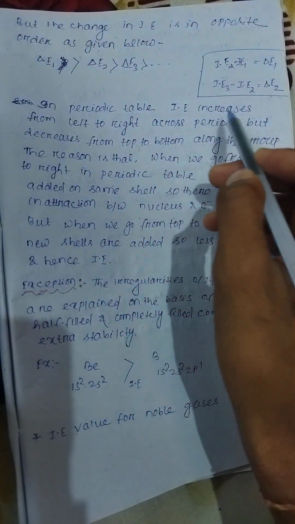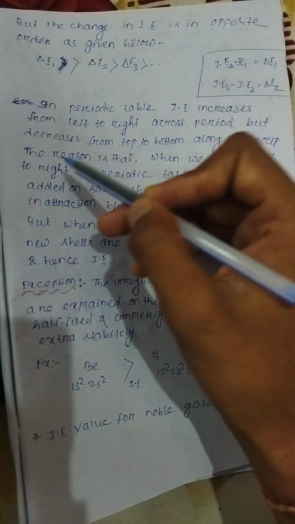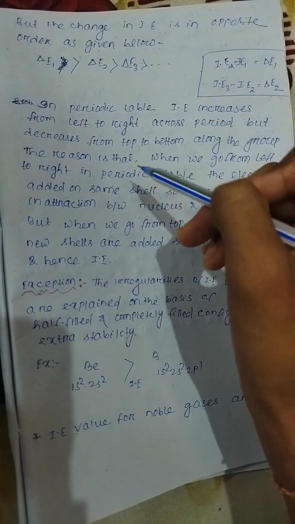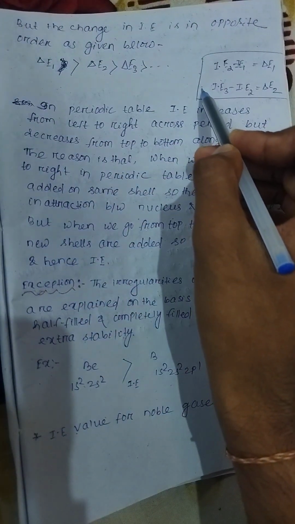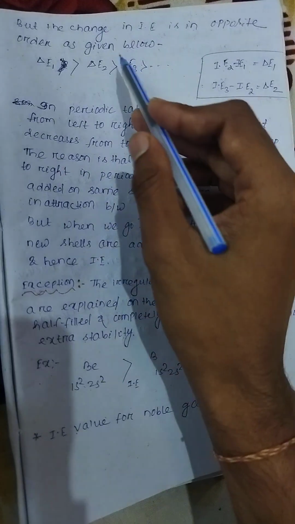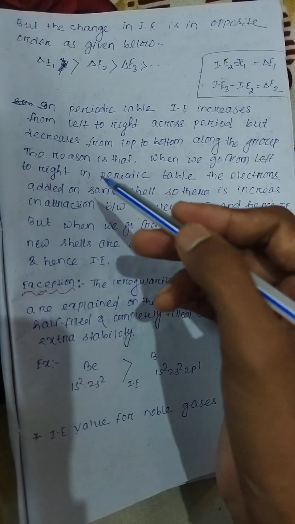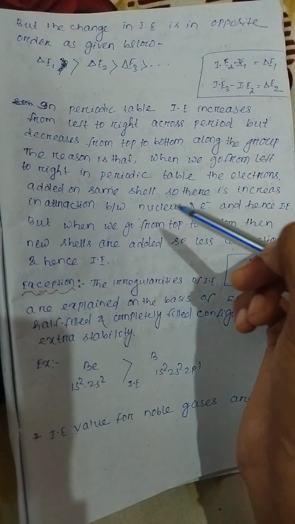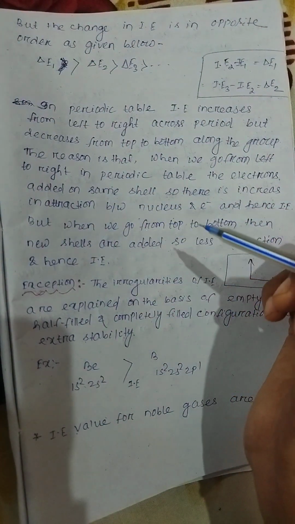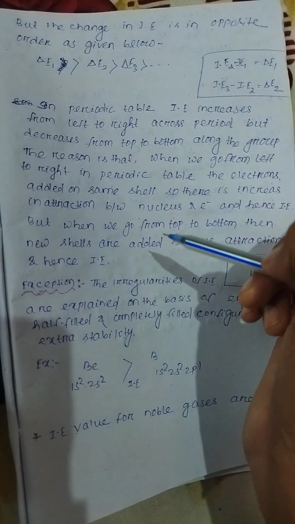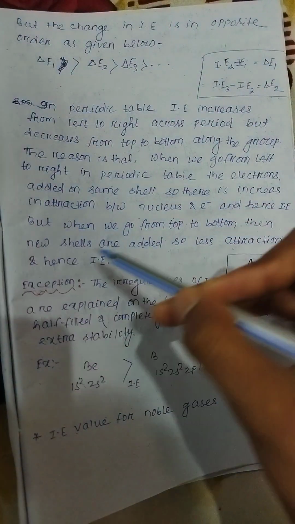In the periodic table, ionization energy increases from left to right across a period but decreases from top to bottom along a group. This statement says that when we go across a period from left to right, ionization energy increases, but when we go from top to bottom, it decreases. The reason is that when we go from left to right, electrons are added in the same shell, so there is an increase in attraction between the nucleus and the electron, hence ionization energy increases. But when we go from top to bottom, new shells are added, so there is less attraction and hence ionization energy decreases.